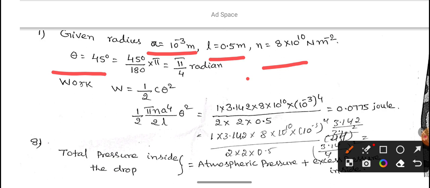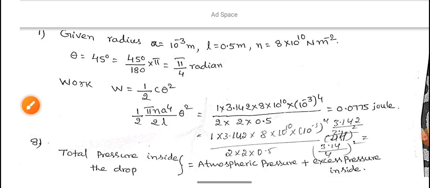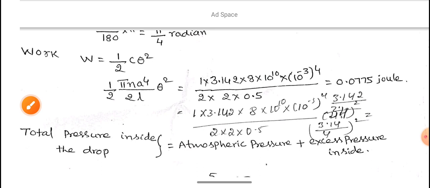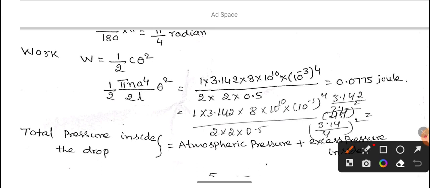1 degree in radian is pi by 180, so 45 degree is 45 into pi divided by 180. That gives pi by 4 radian, which will be theta. So for the calculation of the work, we have W is equal to half C theta square.